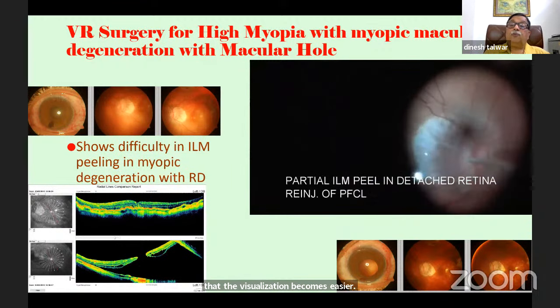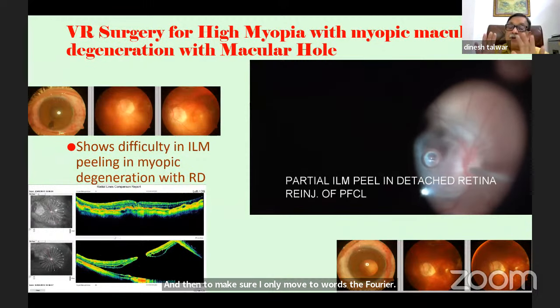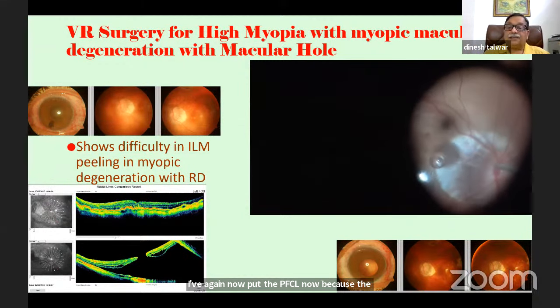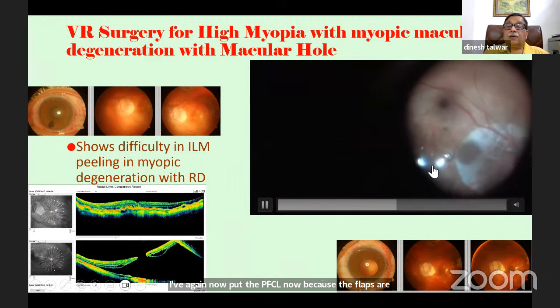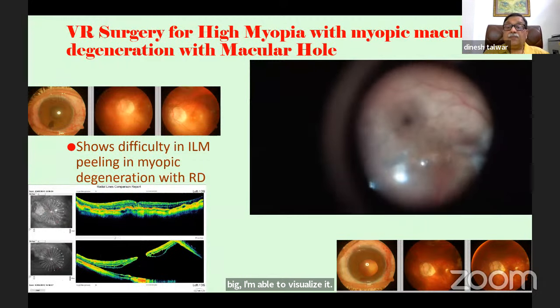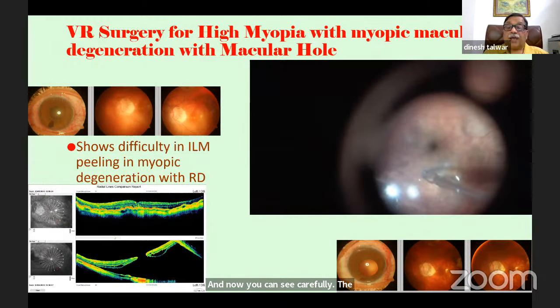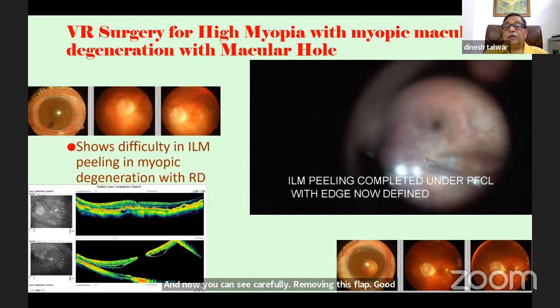And then to make sure I only move towards the fovea, I don't want to go away from the fovea. I've again now put the PFCL. Now, because the flaps are big, I'm able to visualize it. And now you can see carefully, I am removing this flap. I can see the flap, so it's easier for me to move this.